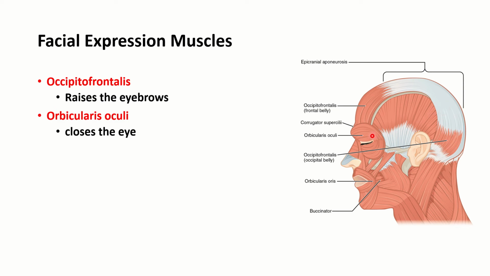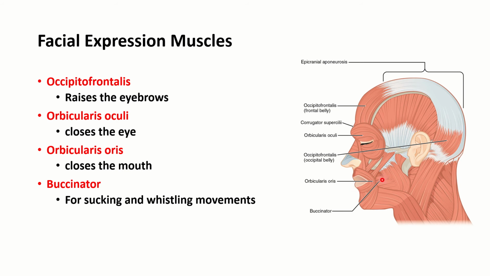Orbicularis oculi, that is a circular muscle that wraps around the eyes, and the function is to close the eye. Somewhat similar name, that is called the orbicularis oris. So this is a circular muscle around the mouth, and that is the one that closes the mouth.